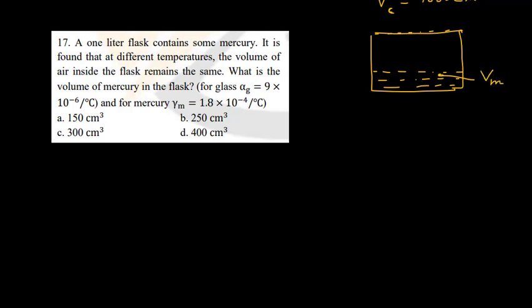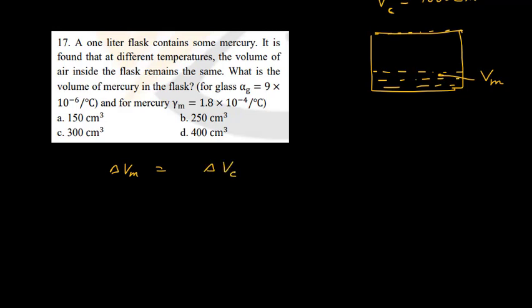Okay, it is found that at different temperature the volume of air inside the flask remains same. So when at different temperature the volume of air remains same, that means the increase in mercury or the volume change of mercury will be same as volume change of the container. Simple. If air remains same, that means how much volume of container will increase, by the same amount the volume of mercury will also increase. So that means here we can say that we have given that delta of volume of mercury is same as delta of volume of container.